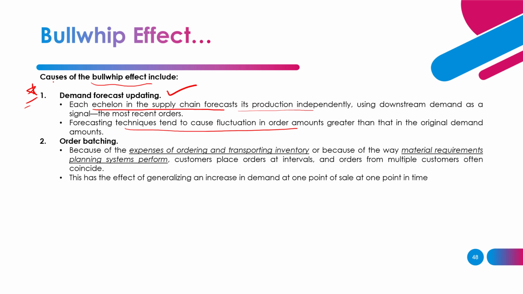The second one is order batching. Order batching means, due to the expense of ordering and transport activities, or maybe due to poor material requirement planning platforms, customers place orders at different time intervals, as well as orders from multiple customers. So they normally order more quantity compared to the demand. Due to the multiple demands from the customers, at a certain point of the supply chain the demand for the product increases. That's where we start ordering huge quantities in a supply chain, and that's why the bullwhip effect occurs.